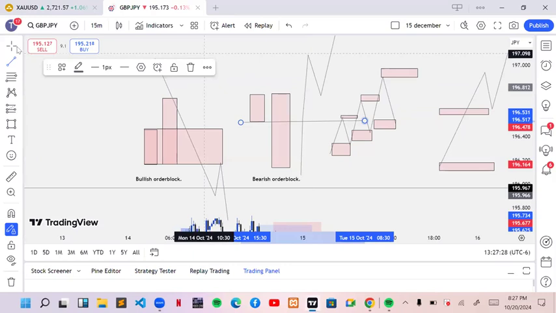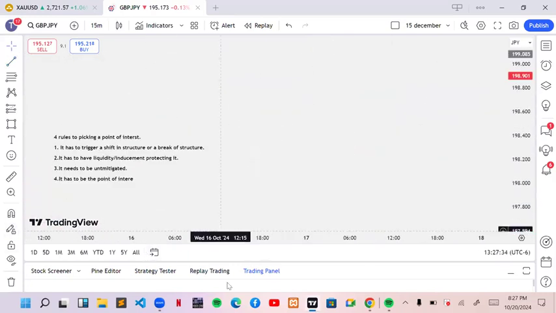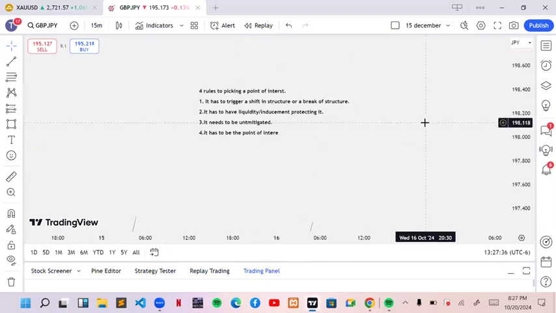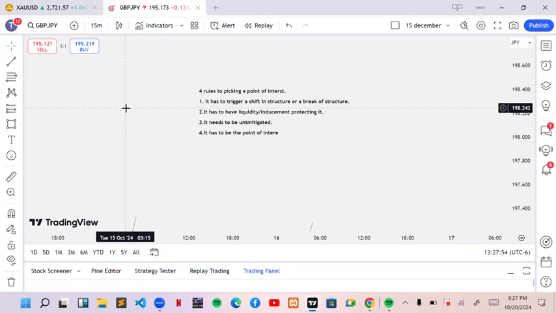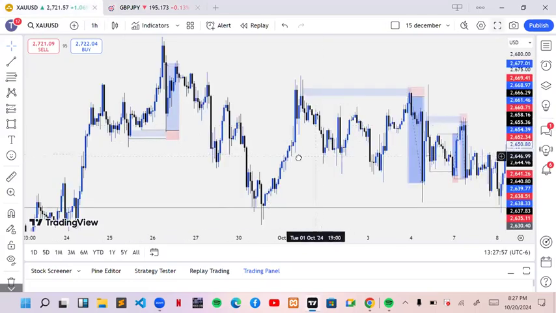Now, how do you know when to make use of which POI? How to know when to make use of the order block and how to know when to make use of the breaker block? So there are four key rules I pay attention to when picking a point of interest so that I can know how to pick the valid one. Number one rule that I pay attention to is it has to trigger a shift in market structure or a break of structure.